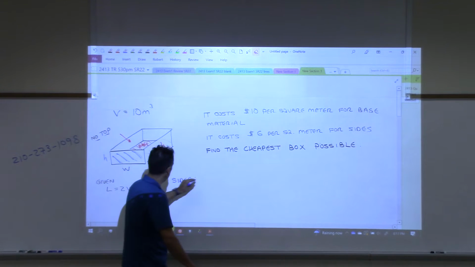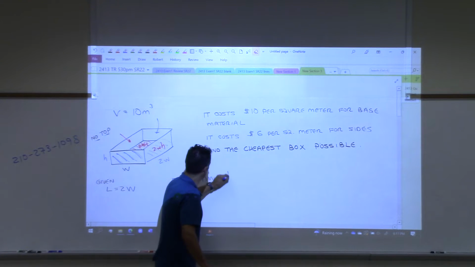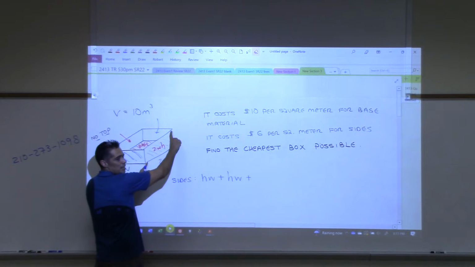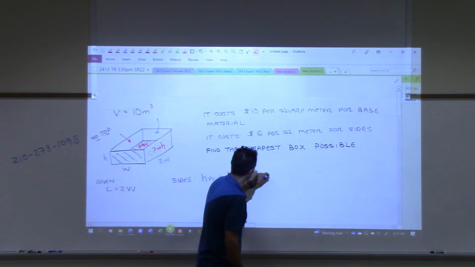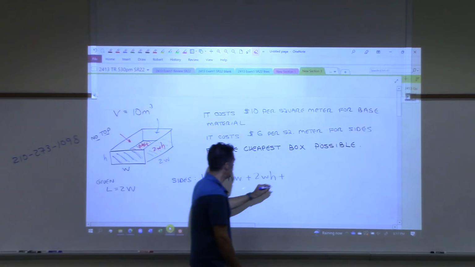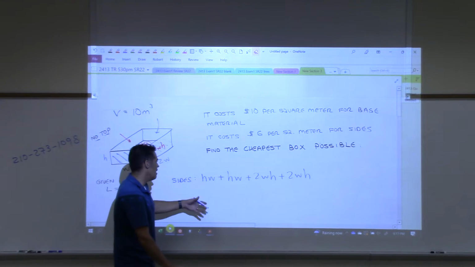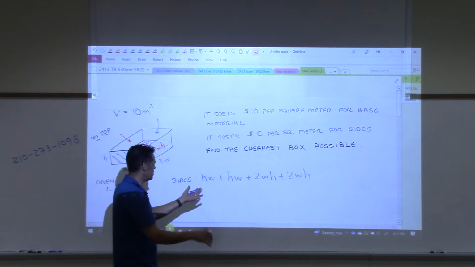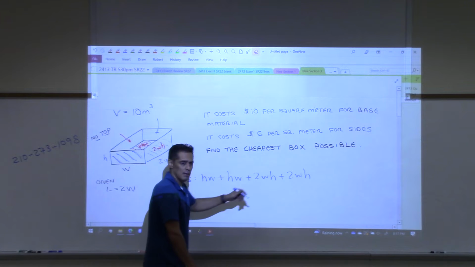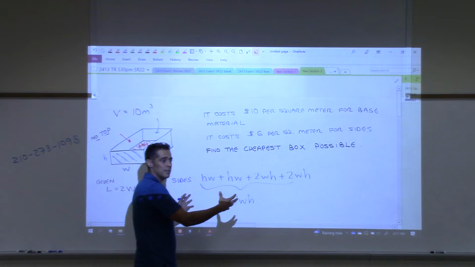I have HW, plus the back side is another HW, plus this side, which is 2W times H, right? So 2WH, plus this side over here, which is also 2WH. Make sense? So the sides together, how many? HW, WH, same thing, right? 1, 2, 4, 6 of them. I have 6 WH that makes up the sides.